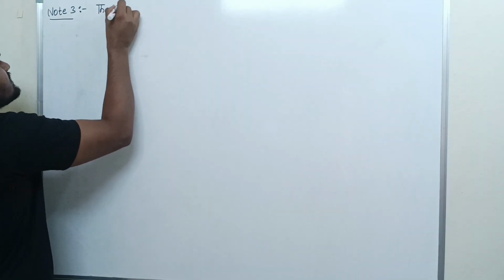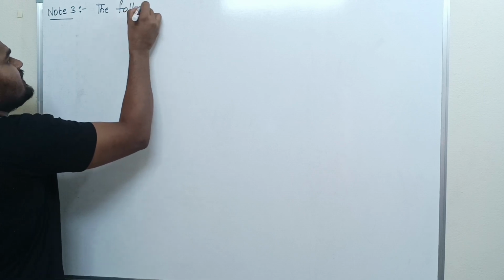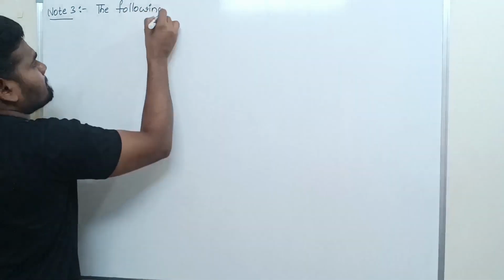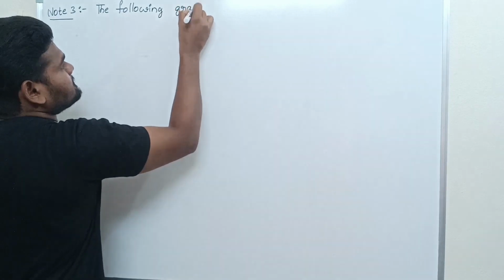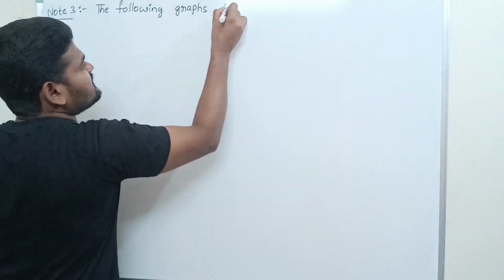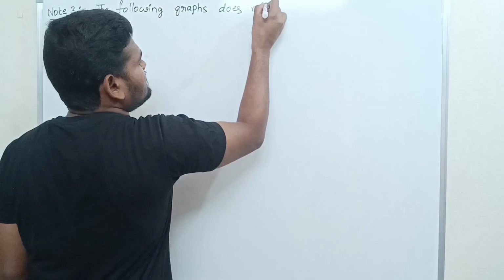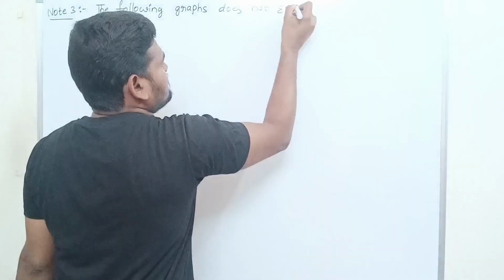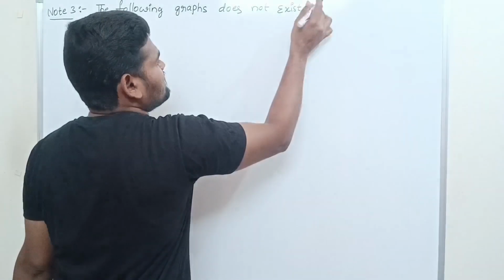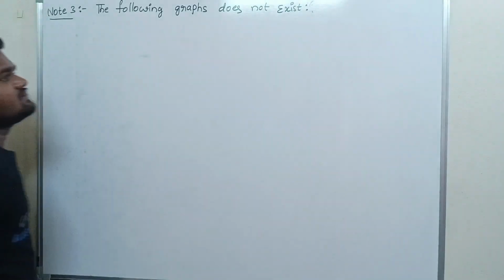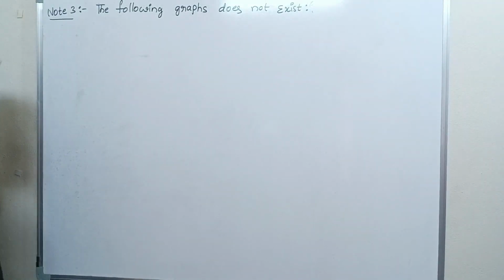Note number 3. The following graphs do not exist. Why do they not exist? Have a look. The following graphs do not exist.